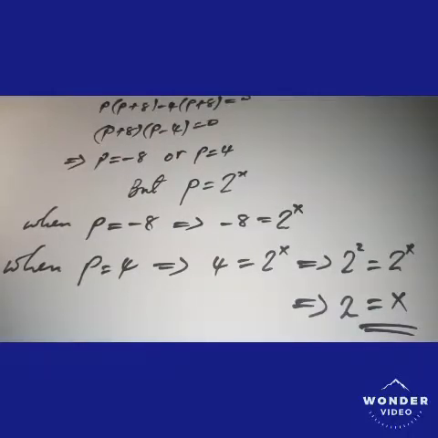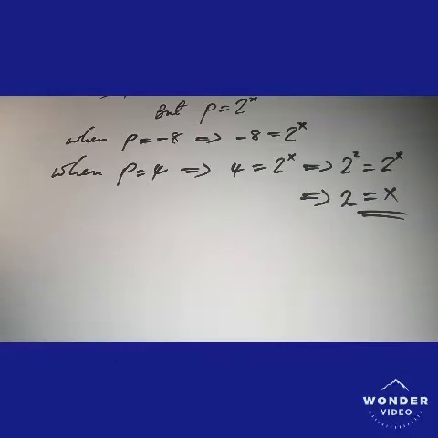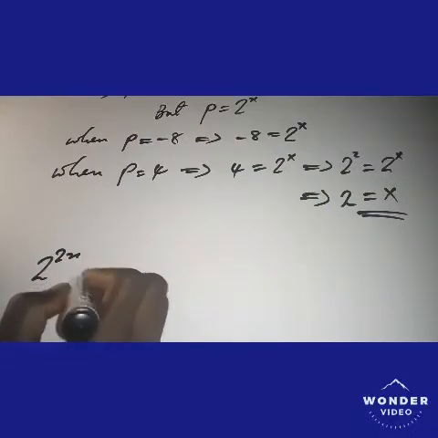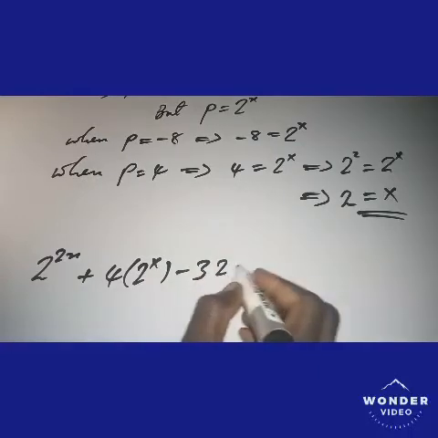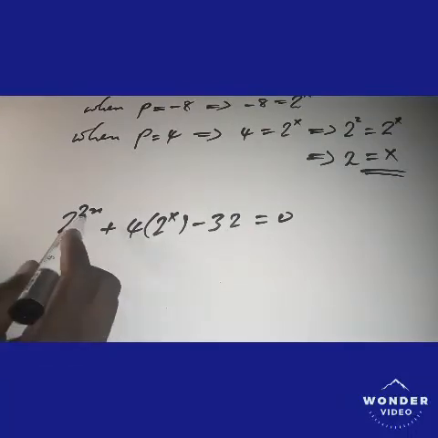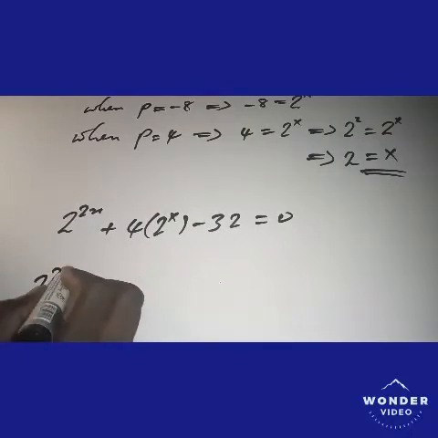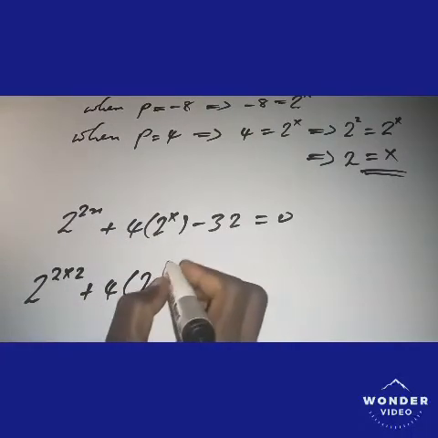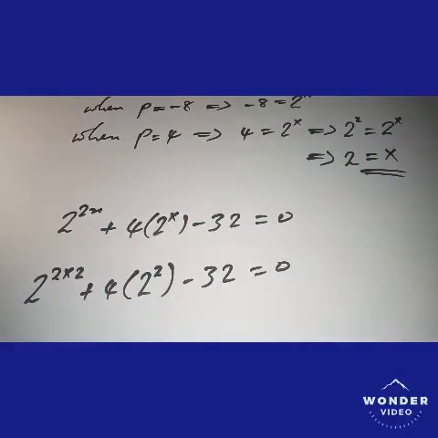So we can verify whether the solution is correct when x is equal to 2. The equation is 2 to the power of 2x plus 4 into 2 to the power of x minus 32 equals 0. After substitution, we want to obtain 0. So wherever we see x, we substitute it with 2. Therefore, we have 2 to the power of 2 times 2 instead of x, then plus 4 into 2 to the power of 2 instead of x, minus 32 equals 0.